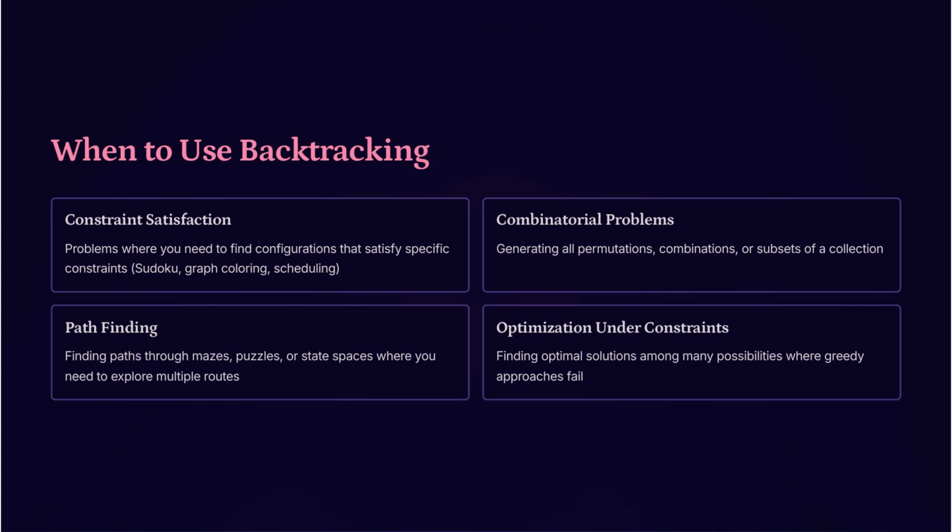Backtracking is ideal for constraint satisfaction problems like Sudoku, where configurations must meet specific criteria. It's also effective in combinatorial problems, generating permutations or subsets. In pathfinding, it explores multiple routes through mazes. Additionally, it excels in optimization under constraints, finding optimal solutions where greedy methods fall short.